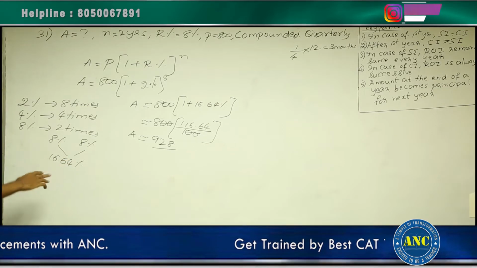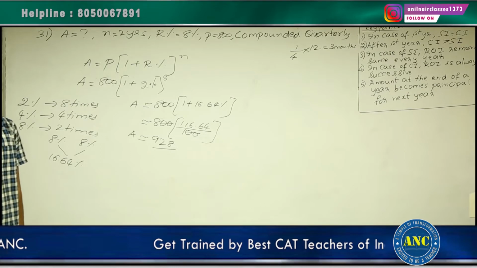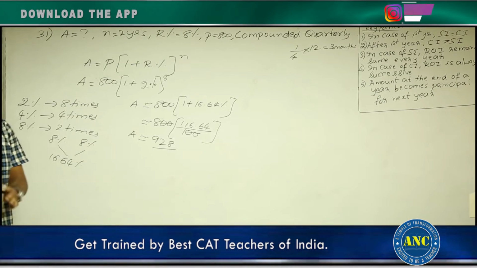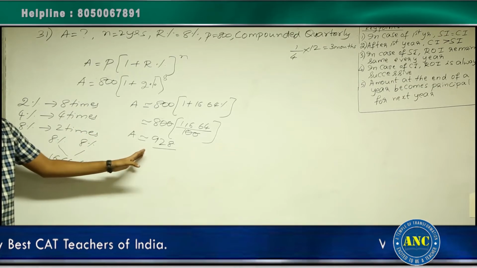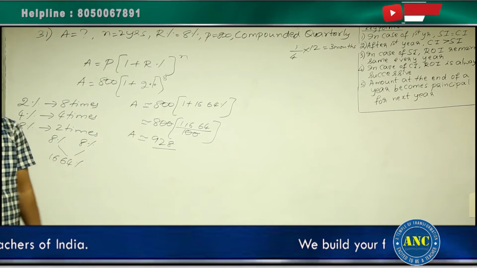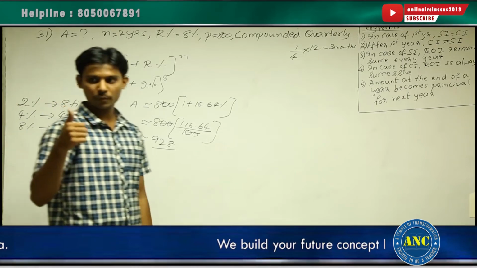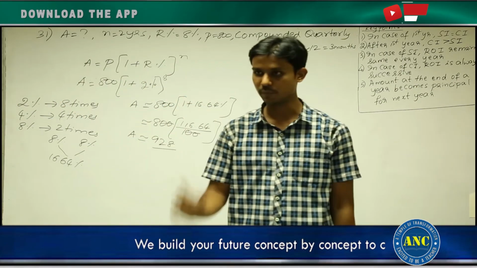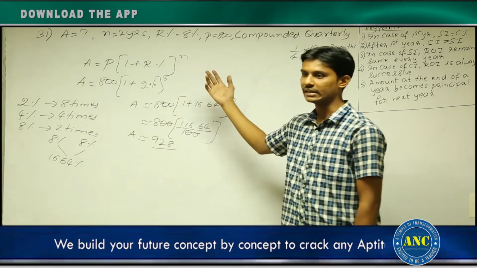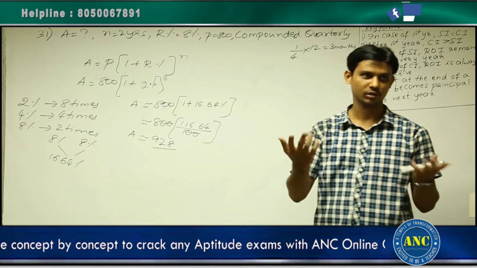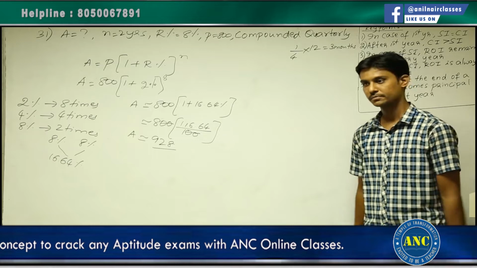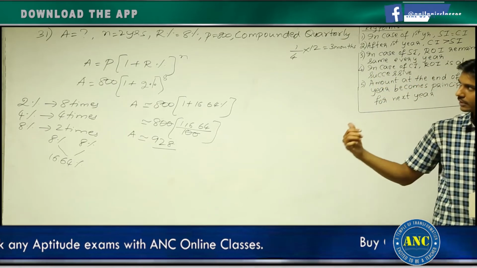If answer options are not close to each other, use successive percentage application. If answer options are close to each other, you are approximating all these values, and you will not be in a position to judge whether this is the correct one or the next one is. Understanding? When two options have the same digital sum, use successive percentage. If power is greater than 3, use successive percentage. If answer options are not close to each other, use successive percentage. Understanding? Next. 31st over.